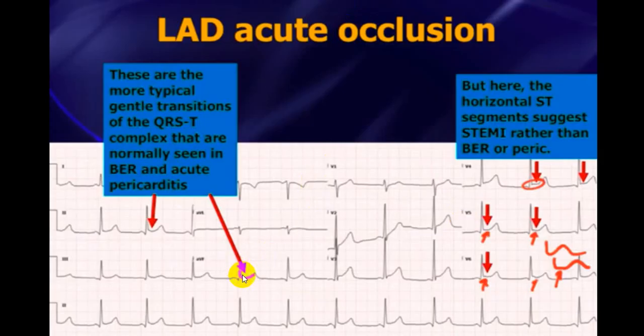Here this is concave, but here it is flat ST. So one more clue: if you get an ST elevation but it is a horizontal ST segment, always suspect ischemia. And if it is concave, suspect BER, that is benign early repolarization, or acute pericarditis.